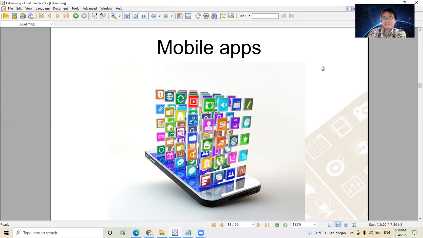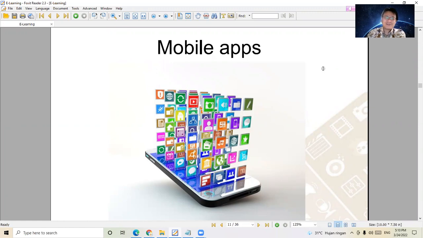Why do mobile apps become very important? Because people may not use their laptops or PCs all the time, right? But most people will carry and use their smartphones all the time. Most likely, I think 90%, 95% of them. I believe all of you are like that too, right?